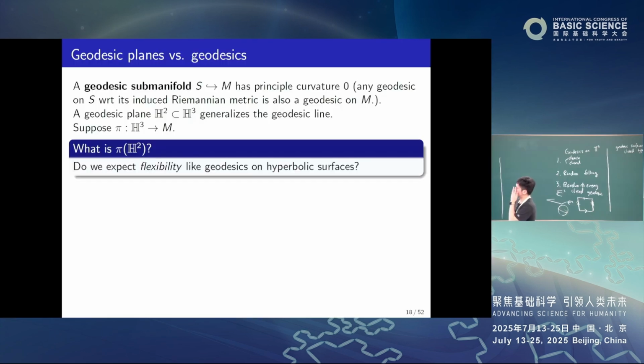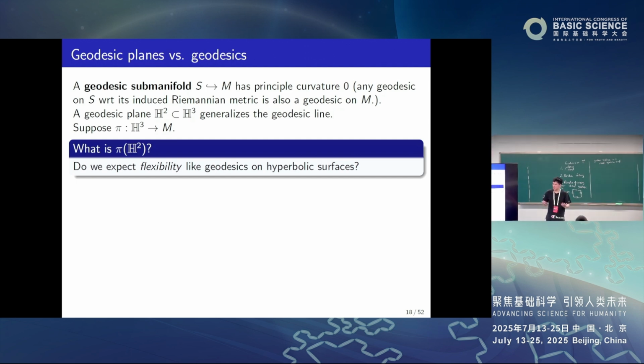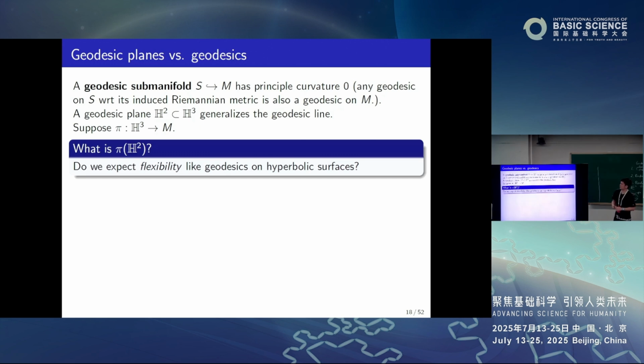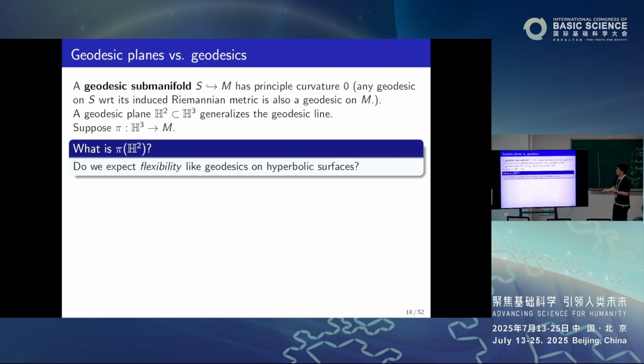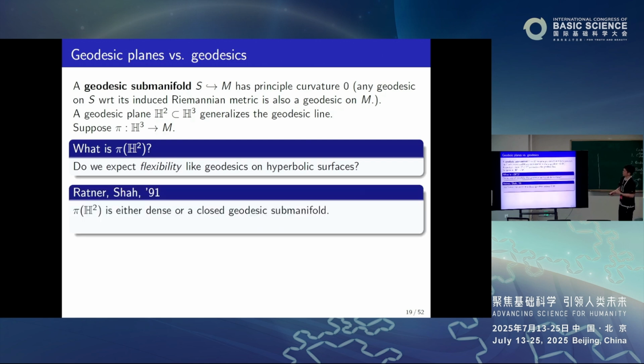So we can ask the question, because for geodesics on hyperbolic surfaces, you have so many types, it's very hard to classify them. What about this higher dimensional analog? So you go up one dimension. What do you expect? You will expect geodesic surfaces to be as flexible as geodesics on hyperbolic surfaces, because they both have codimension 1, they both have curvature 0. What do you expect? So actually, it's either dense or closed. So it's just like geodesics on a torus.